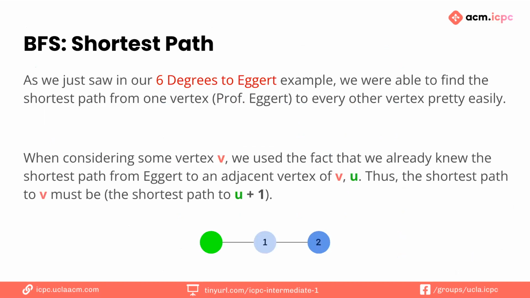So as you just saw in our example, we were able to find the shortest path between you and Professor Ager pretty easily. When we were considering a vertex V, we used the fact that we already knew the shortest path to an adjacent vertex U, and then we just added 1 to it. In a weighted graph where all the edges aren't 1, this could be different, but we're not going to talk about those. For this case, you just add 1 as you expand outward, and that creates your shortest path length to each vertex in the graph.